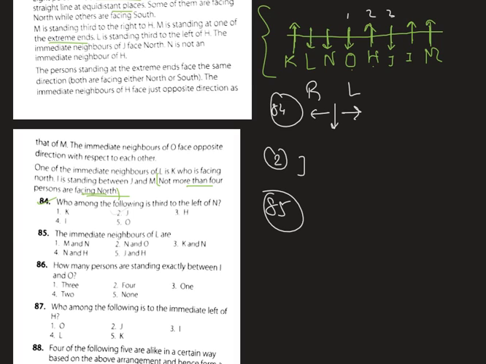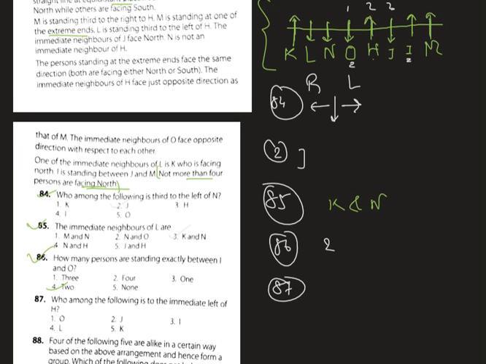Now let's see the next question. The immediate neighbors of L are K and N. Next, how many persons are standing exactly between I and O? There are 2 persons, H and J. Sorry, the fourth option is the correct one for question number 3.